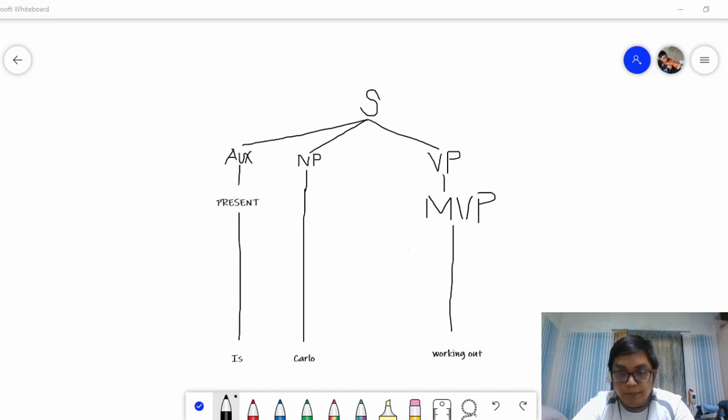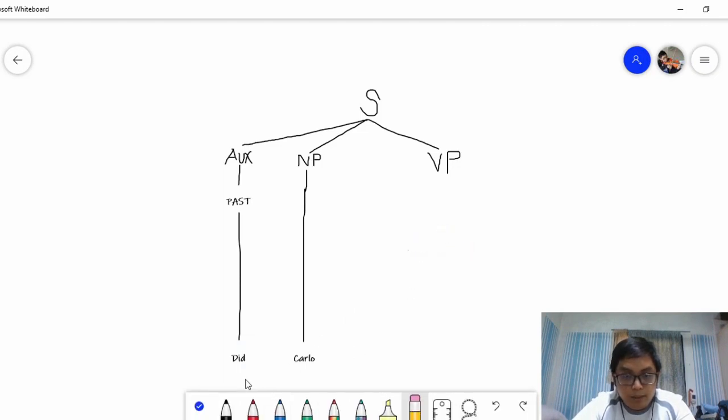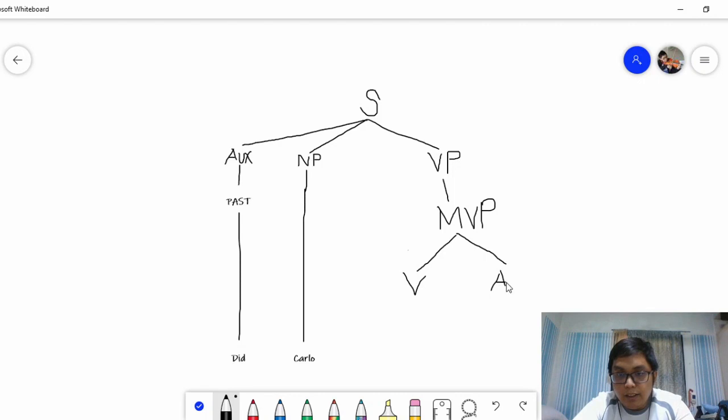Let me just remove the others. Going back here, this is now the third sentence, which is, did Carlo work out at Gold's Gym? I already did the other parts. All we need to do now is the VP part. Let's continue using the pen. The remaining words that we have are work out at Gold's Gym. Let's start with VP here. Then let's move it here, which is again verb, which is now work out, and then we can put the subscript beside it.